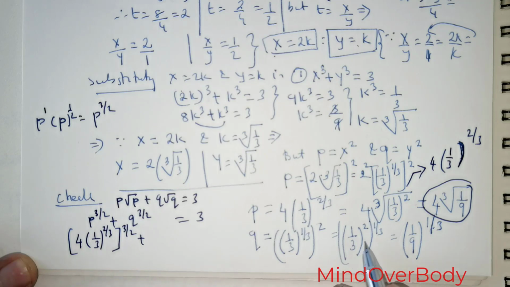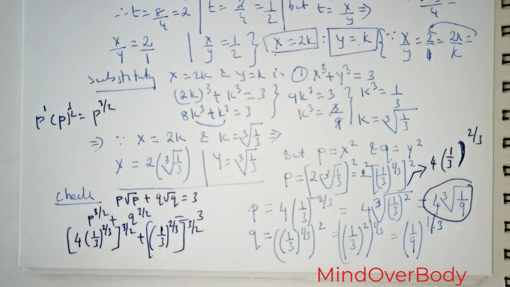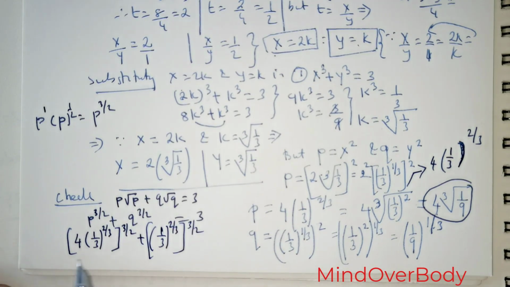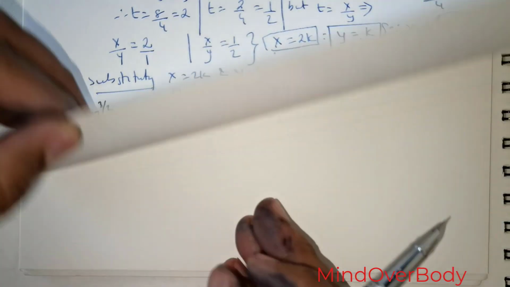Plus the value of q, I'm going to use this: 1 over 3 raised to the power 2, raised to the power 1 over 3. So that's going to be 1 over 3 raised to the power of 2 over 3. So there's going to be 2 over 3 there. That has to be raised to the power of 3 over 2. Right? So this is what we have got. Now, if I were to rewrite this, let me show you how it comes out. So let me just rewrite the entire process.